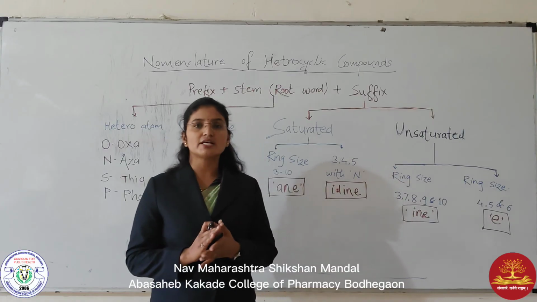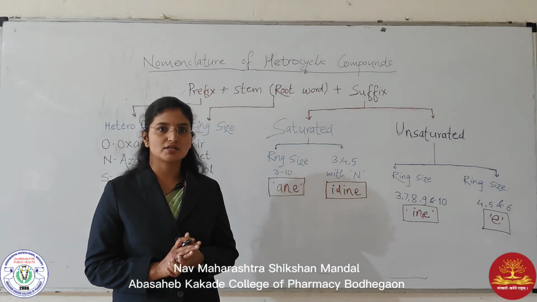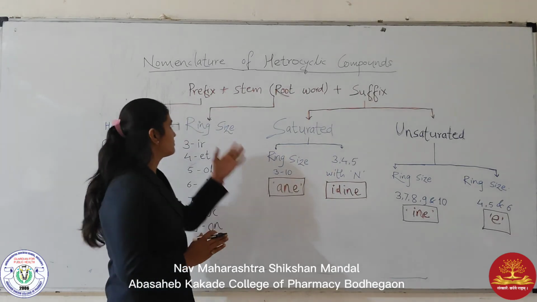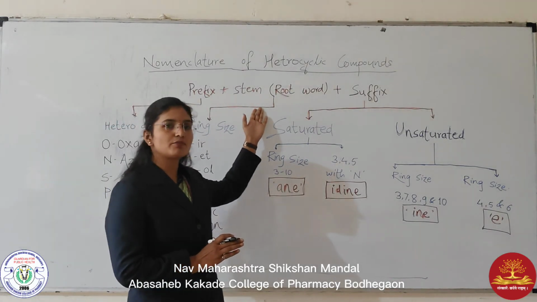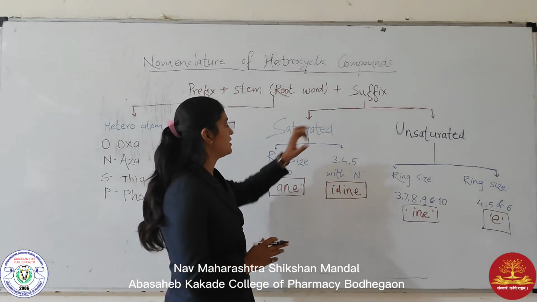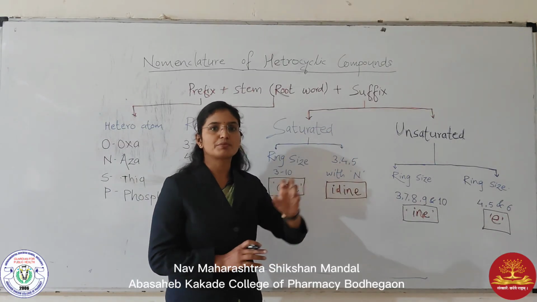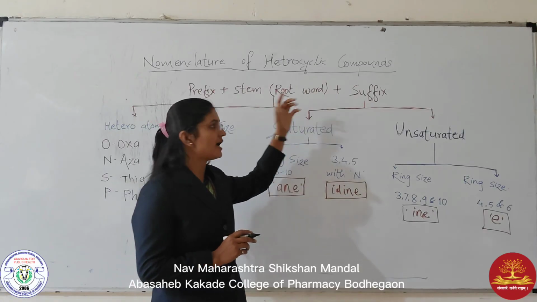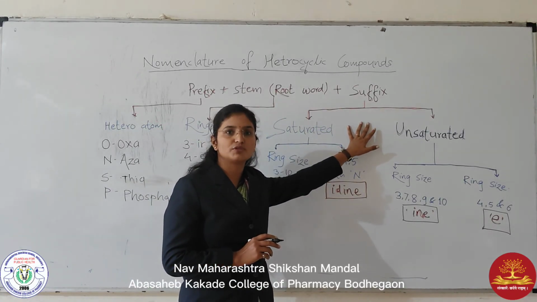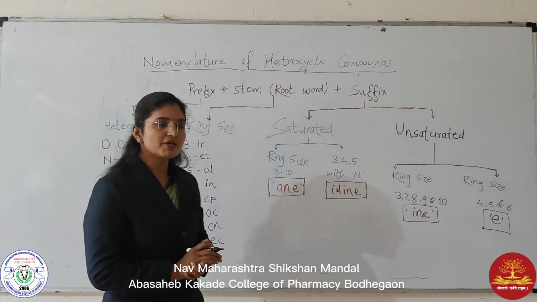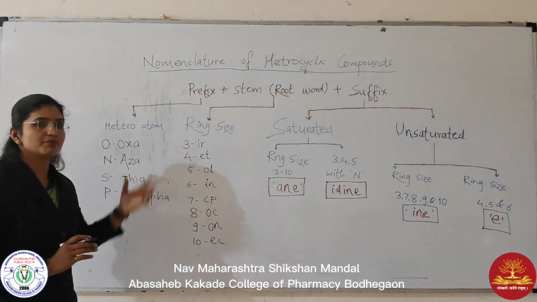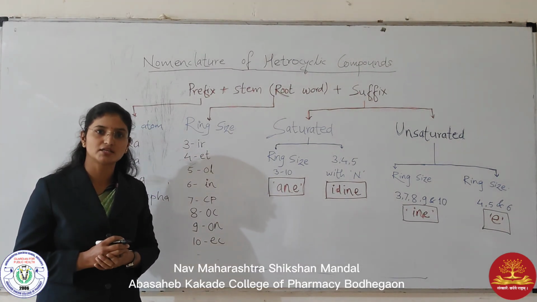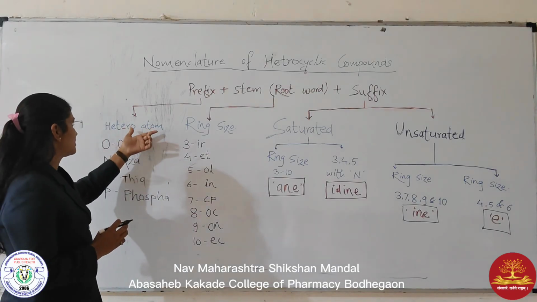The nomenclature of heterocyclic compounds totally depends on three components. First, prefix; second, stem, or you can say root word; and third, the suffix. Prefix is used for the start of the name, stem is the middle, and suffix is the last part of the name. The prefix depends on the heteroatom, meaning which type of heteroatom is present in your heterocyclic ring.